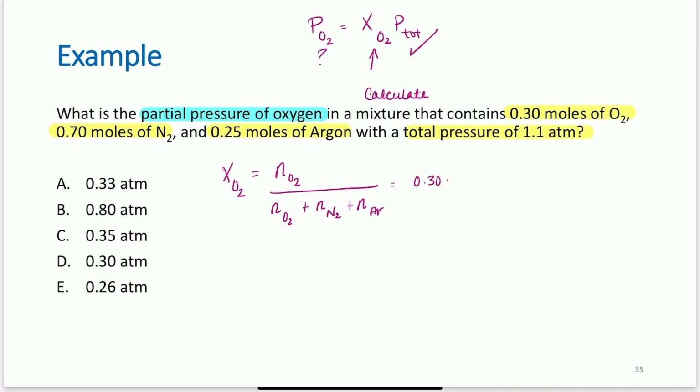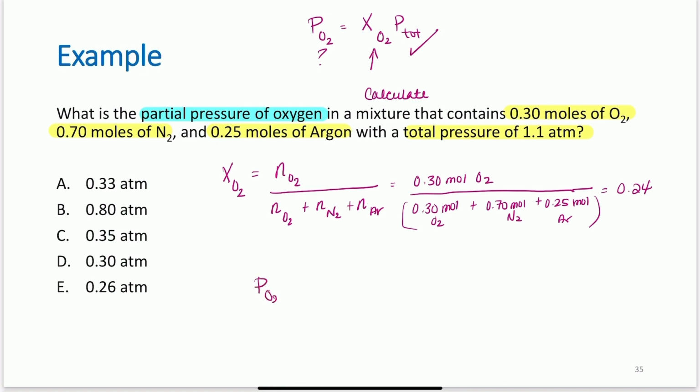I have 0.30 moles of O2, dividing this by 0.30 moles of O2, plus 0.70 moles of N2, plus 0.25 moles of argon. My mole fraction here is 0.24. Again, no units there, moles have canceled with moles. All of these add up to 1, so I've got moles divided by moles.